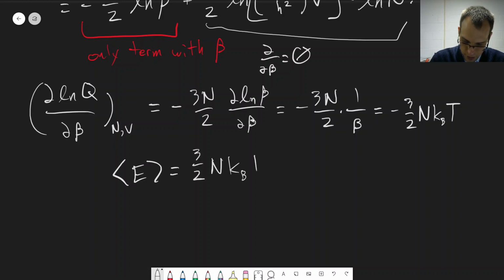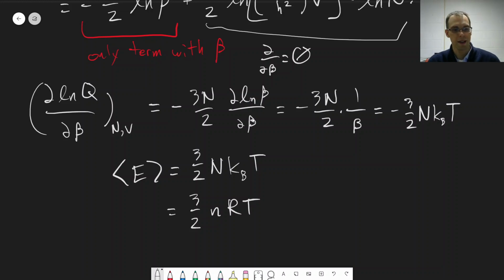As I've mentioned before, kB times Avogadro's number is equal to R, so we can also rewrite this as 3/2 times n, number of moles, RT. And this is what's observed experimentally. This is the average energy of a monatomic ideal gas.